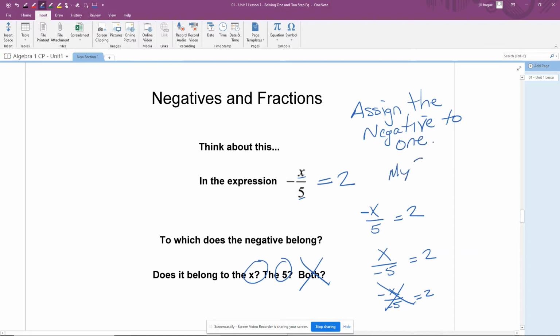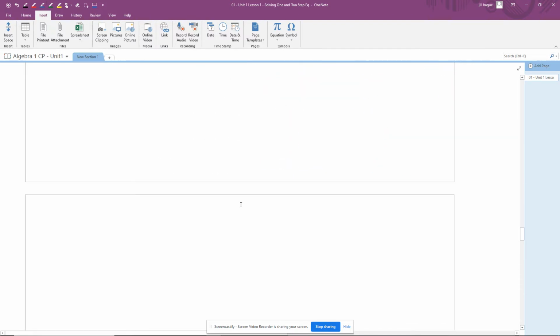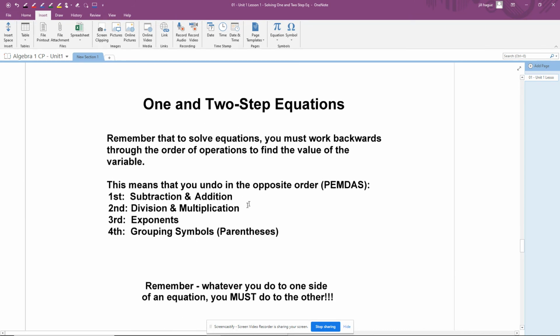My suggestion, and I've been doing this a while, is assign it to the number on the bottom. I think that's a little easier because it gives you one less step, which you'll see when we go through it. Okay? All right.